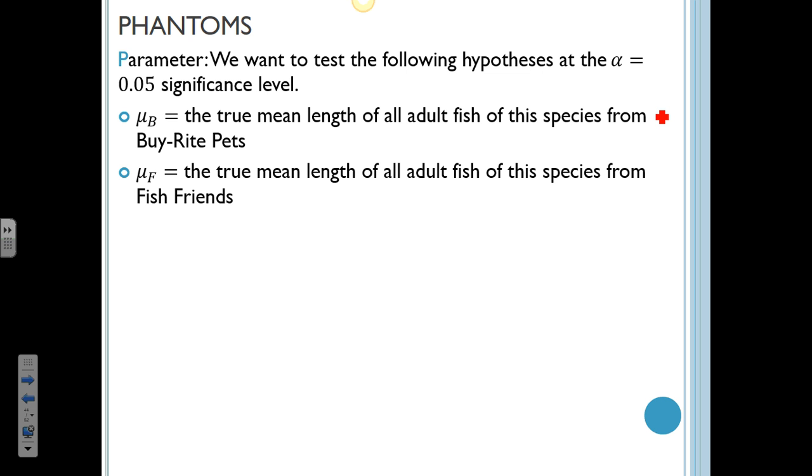It's important to understand how you're going to subtract here. I think we might actually do that a little bit below. We did. All right, so I'll just leave that there. But if we want to make sure that Fish Friends is greater than By-Right, we're probably going to do Fish Friends minus By-Right Pets. So we can go ahead and mark that here. We're going to do the mean of F minus the mean of B. Could you do it in reverse? Could you do B minus F? Yeah, you're just going to switch the alternative hypothesis sign.